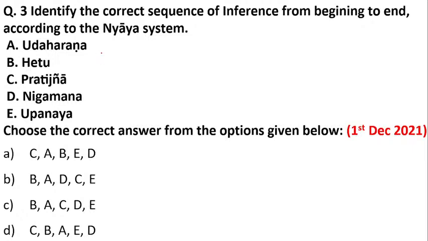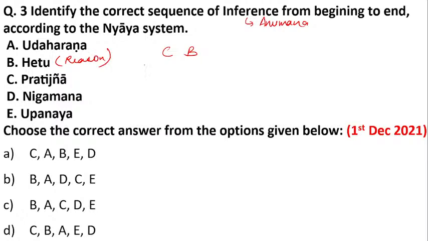You remember Nyaya system. In Sanskrit, or in Indian logic, inference is called Anumana. There are 5 members in the Nyaya system of inference. The correct sequence has 5 steps. The first step starts with Pratijna, which is the proposition. For example, if I am saying this hill has fire, what is the reason? Because it has smoke. The reason is Hetu.